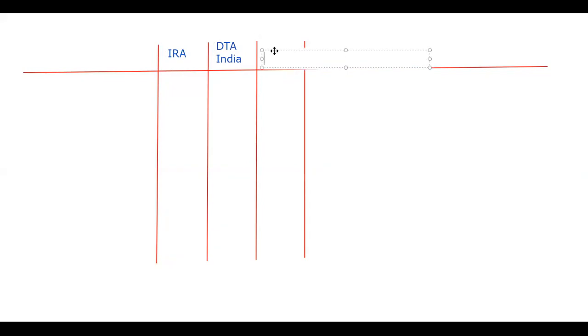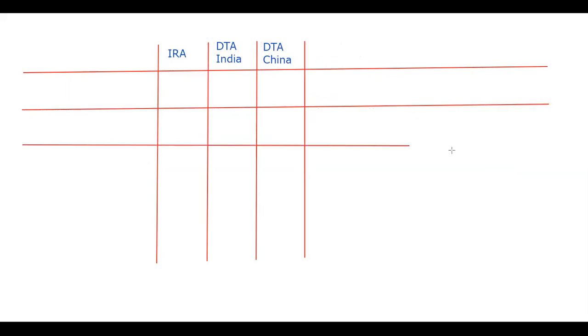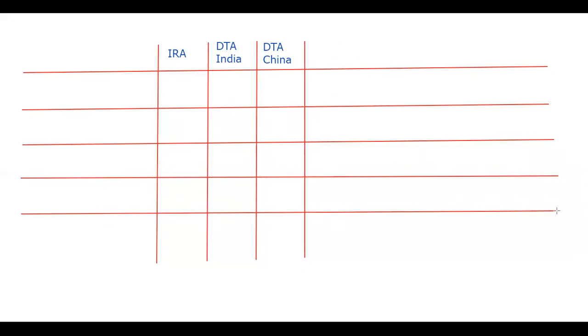Then for the DTA, you can merge the cell when you're doing DTA China. Then you can help me when I'm drawing this one. We have whatever the sources are: dividend, interest, royalty, and let's say technical service as well.